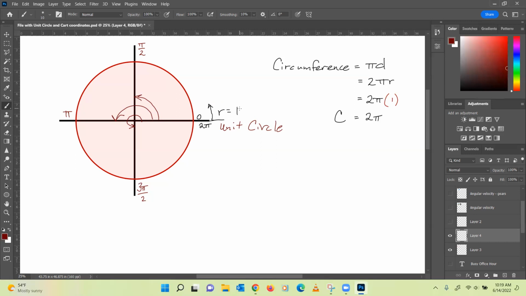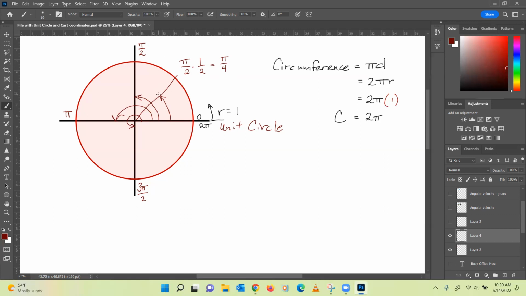Now we could break this down even further. Maybe we go here, halfway between the positive x-axis and the positive y-axis. Well, that would be half of pi over 2. And so we could take that pi over 2 and multiply it by 1/2. When you multiply fractions, you multiply the numerators together. Pi times 1 is pi, and 2 times 2 is 4. So we could say that halfway through was pi over 4.